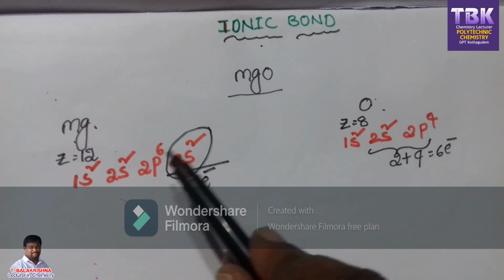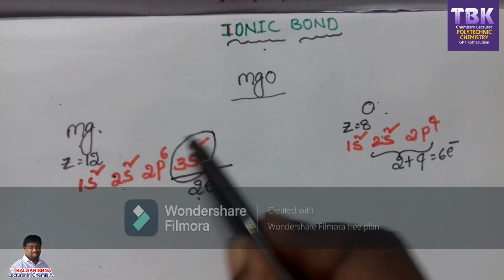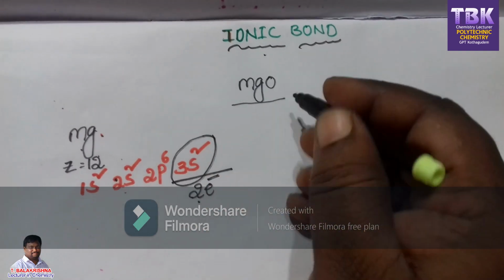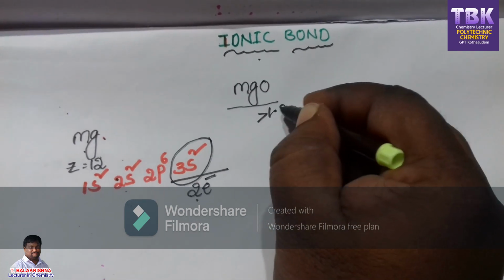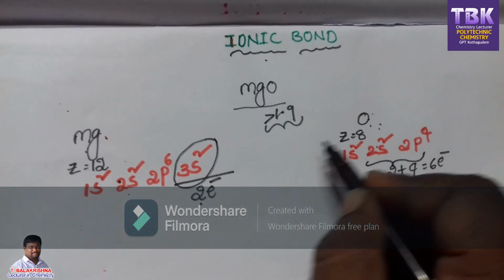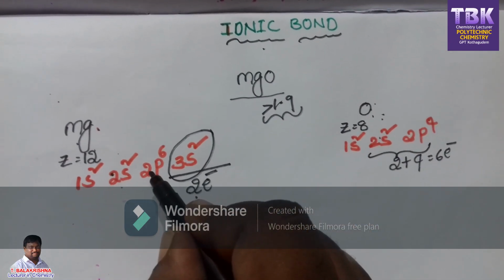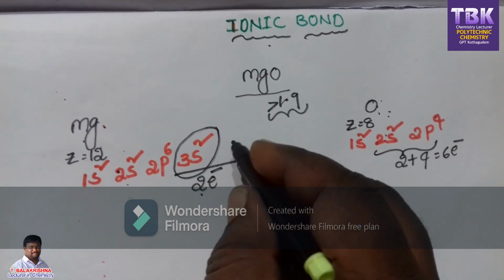Which type of chemical bond? Ionic bond. How can you say? One should be a metal, other one should be a non-metal. The electronegativity difference is greater than 1.9. So, here oxygen has the capacity to attract the electron from magnesium. Is it clear? So, here there are two possibilities.